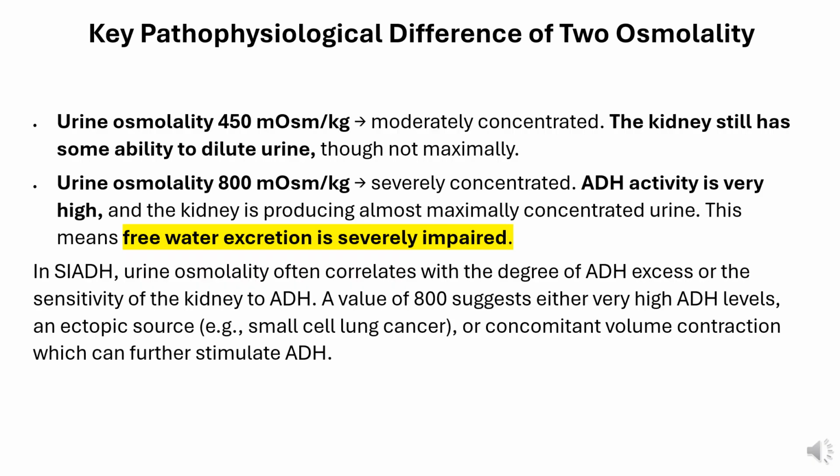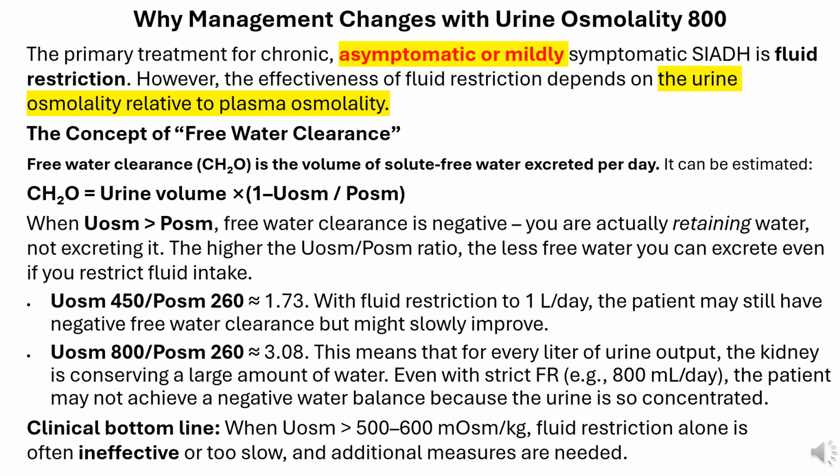In SIADH, urine osmolality often correlates with the degree of ADH excess or the sensitivity of the kidney to ADH. A value of 800 suggests either very high ADH levels, an ectopic source, e.g., small cell lung cancer, or concomitant volume contraction, which can further stimulate ADH. Why does management change with urine osmolality 800?